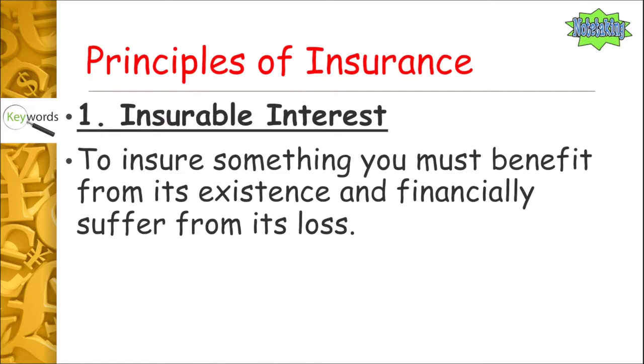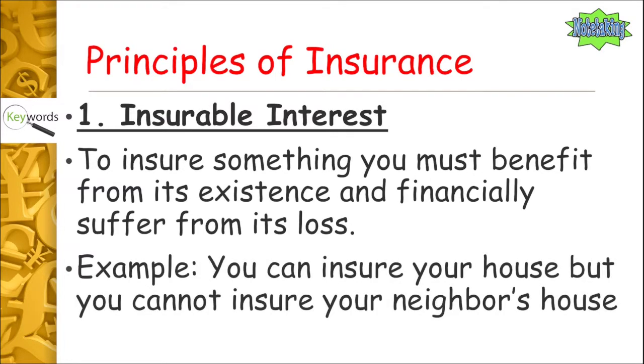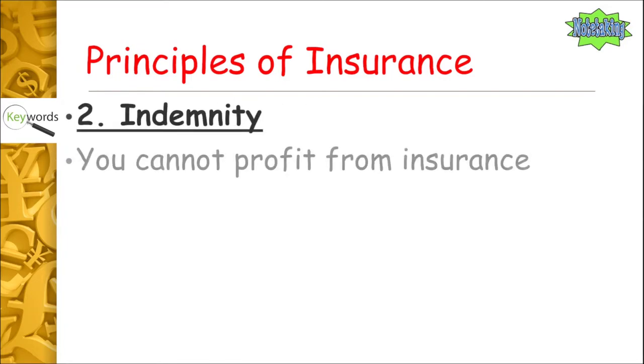Let's break them down. First one, insurable interest. Well, that basically means to insure something you must benefit from its existence and financially suffer from its loss. So in other words, when you owned it, you were better off having it. And now that you've lost it or broken it or stolen or whatever, you're now worse off. A good example of this is, say, if you insure your house, but you cannot insure your neighbour's house. So if your neighbour's house is robbed, you don't financially suffer from that at all. But if your house is robbed, you're going to obviously lose stuff out of that. You're going to suffer some sort of loss in that case.